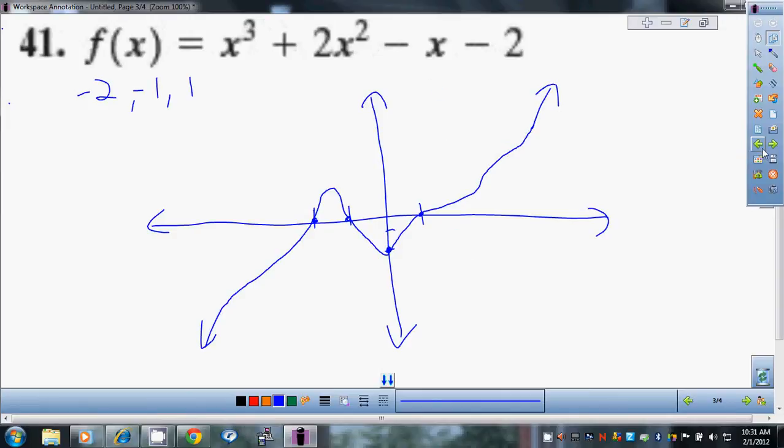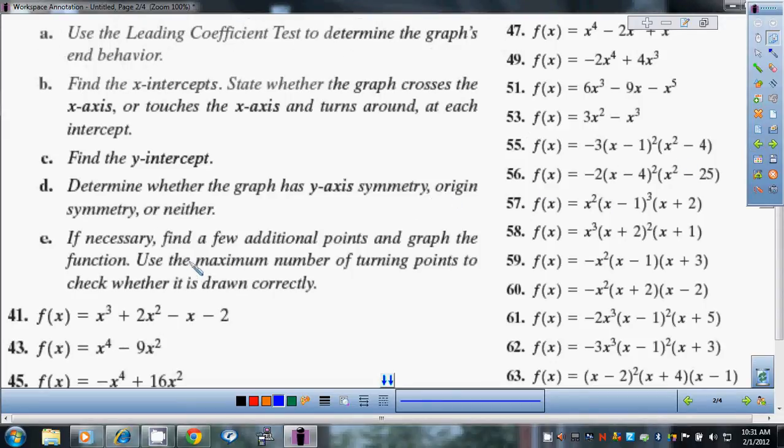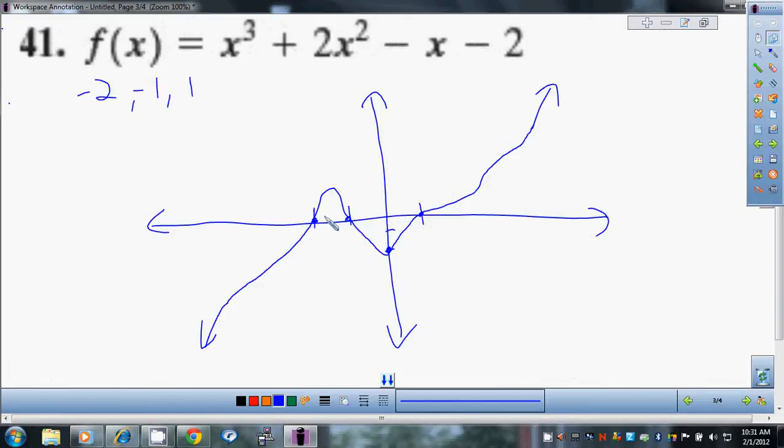Now, if you're a perfectionist, part E states, well, I'm sorry, I'm going to go back to that in just a second. Part E states you can find extra points using an XY chart if you want. To connect my behavior, if I just knew a few more, that's fine. At any time, I could have found points like -3, -4, 0.2, 0.3. Just if you want to do that to get all the more precise. But the main thing I'm looking for are your intercepts, your end behavior. That's basically it. It's a big part.